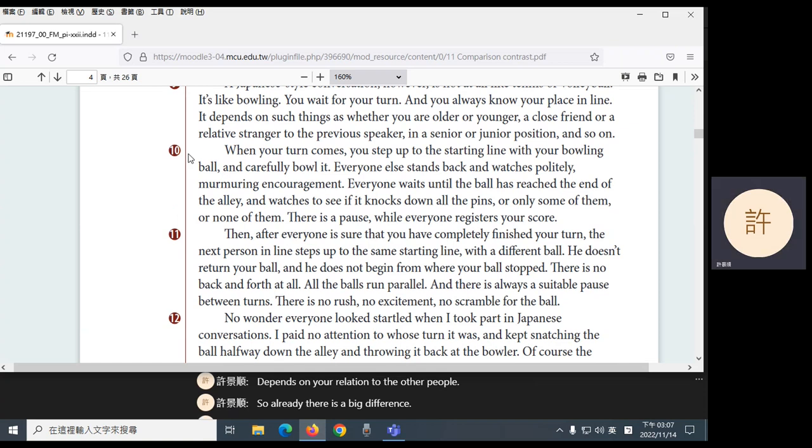When your turn comes, you step up to the starting line with your bowling ball and carefully bowl it. Everyone else stands back and watches politely, murmuring encouragement. Everyone waits until the ball has reached the end of the alley and watches to see if it knocks down all the pins or only some of them or none of them. There's a pause while everyone registers your score.